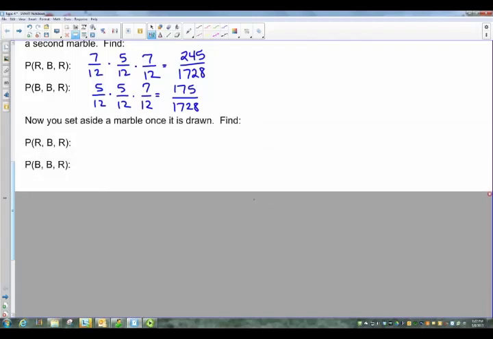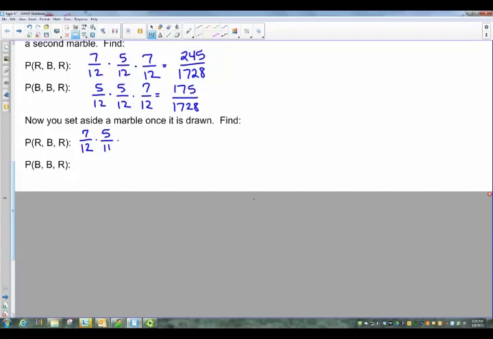All right, now here's where it changes. What if we set a marble aside? Okay, so we start with this. Find the probability of a red, blue, red. Well, for the first red, it's still 7 out of 12. Now, for a blue, there's still 5 blues in there, but we no longer have 12 marbles. We have 11 marbles. Right?